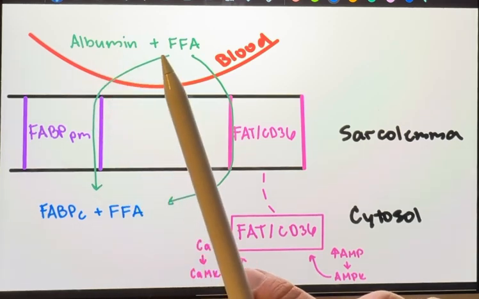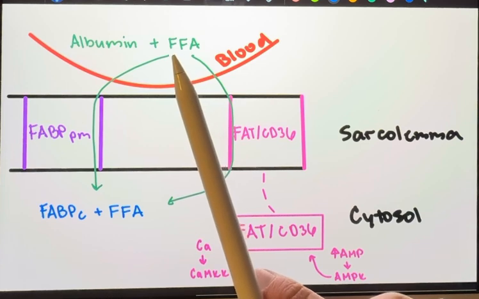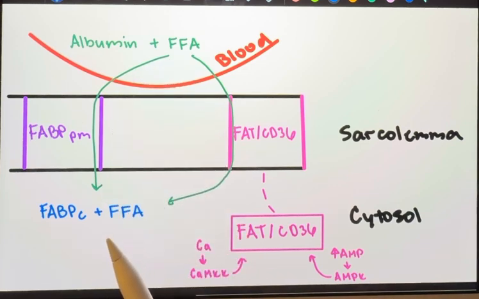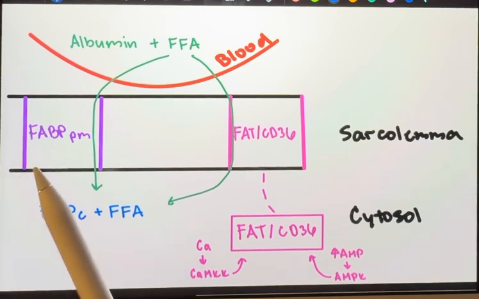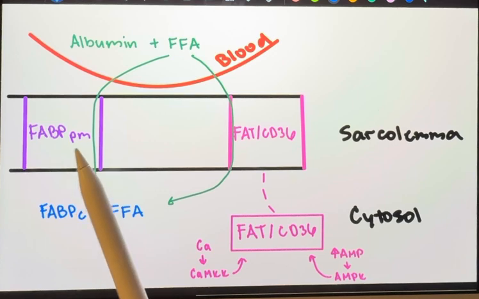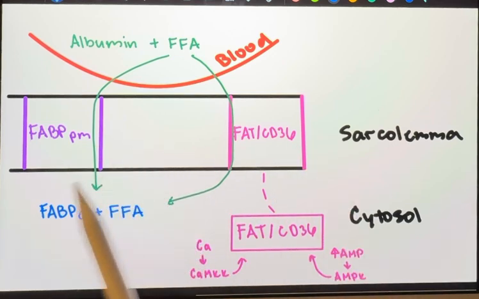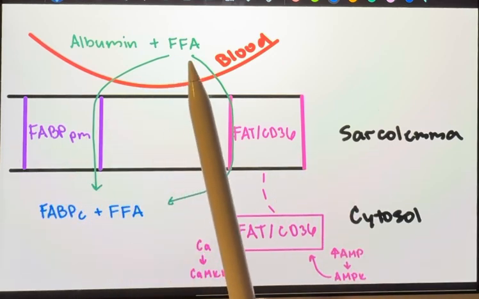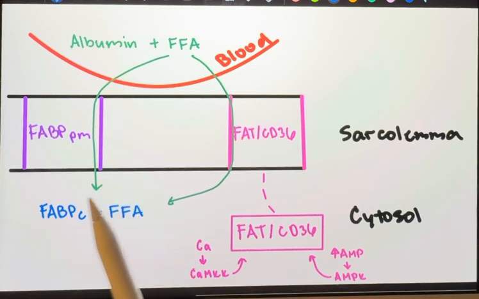When this albumin and free fatty acid are in the blood, we want to get it into the muscle in order to continue on with lipolysis. And how that happens is we have binding proteins. In this case, we have a fatty acid binding protein, plasma membrane, because we're in the sarcolemma. It comes and embeds itself into the sarcolemma, allowing this free fatty acid to enter into the cytosol or into the muscle cell.